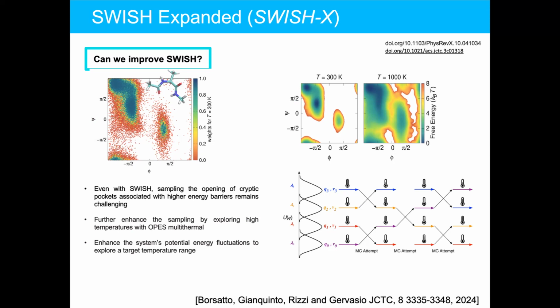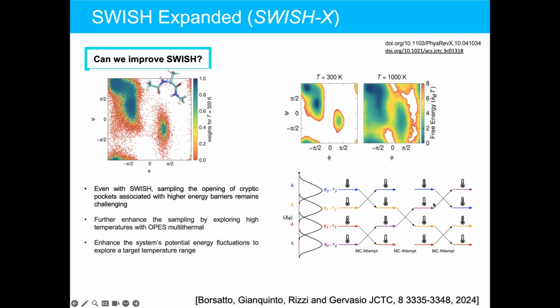So SWISH alone is not sufficient because you have to overcome very high barriers. But if you use temperature, for instance, this is the very famous alanine dipeptide free energy landscape. If you go to 1000 Kelvin, you see that the different minima are now joined, because all the fluctuations make it much easier to go from one minimum to the other. So the idea is, can we combine SWISH with temperature, to have the combination of the two opening the cavities? And this is what Alberto, with Eleonora and Valerio in my group, did.